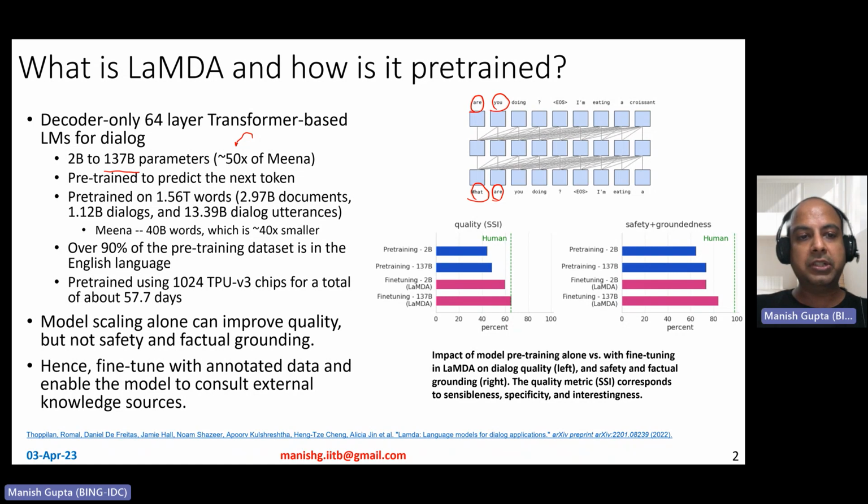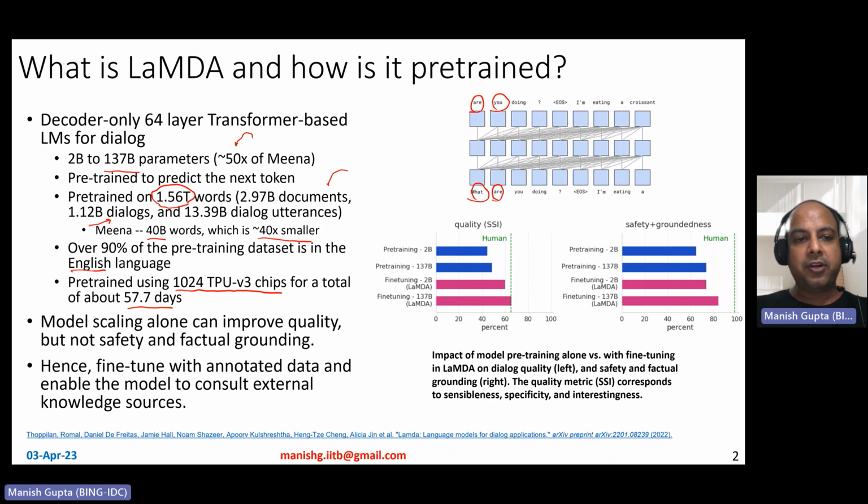It is pre-trained on a huge data set comprising 1.56 trillion words, which is a combination of web data and dialogue data. Compared to that, Meena was pre-trained on just 40 billion words, which is around 40 times smaller than the 1.56 trillion used to pre-train LaMDA. Over 90% of this pre-trained data is English only, so that has to be kept in mind from a multilinguality perspective. And they don't really make any attempt to evaluate on multilingual data sets anyway. It has been pre-trained on very large hardware, 1,024 TPU V3 chips for 57.7 days. So the amount of hardware involved is pretty large.